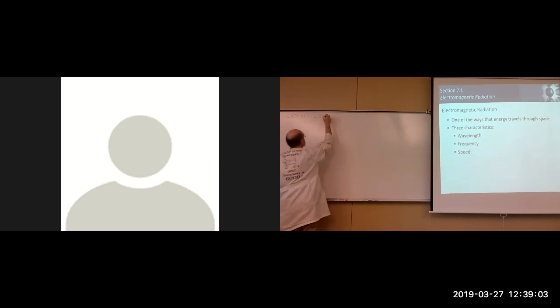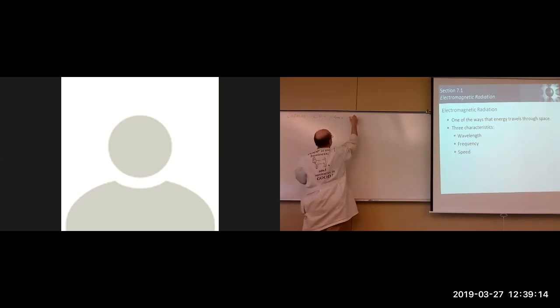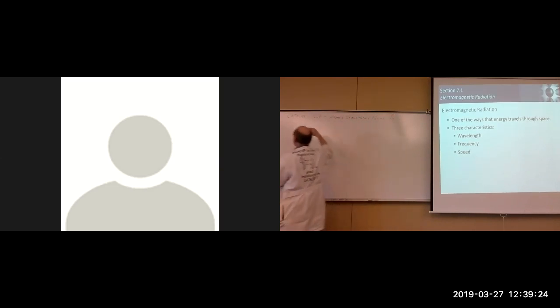Chapter 7. Atomic structure and periodicity. This is spring 2019. Okay. One is lambda.